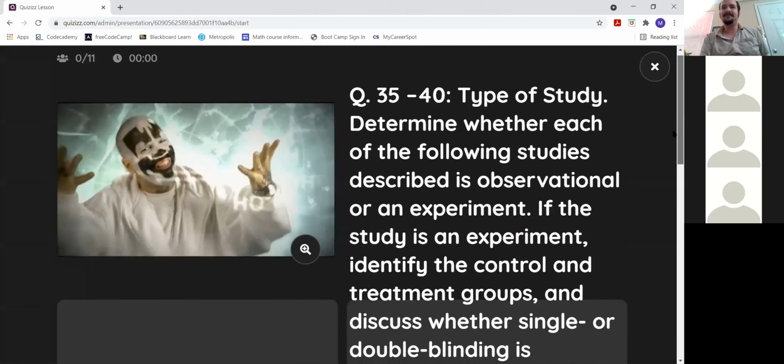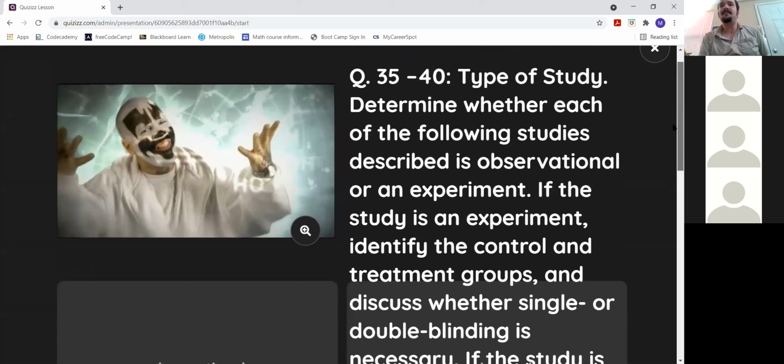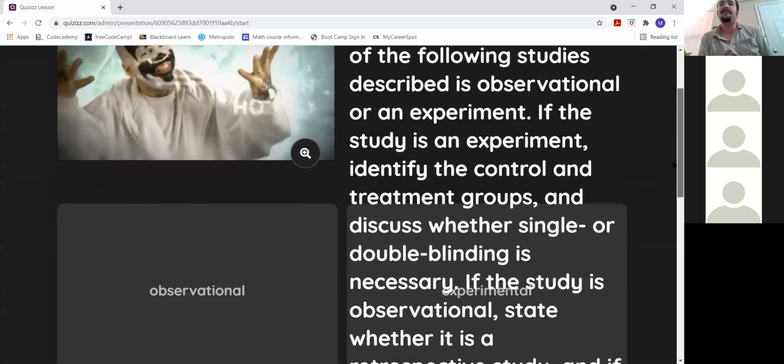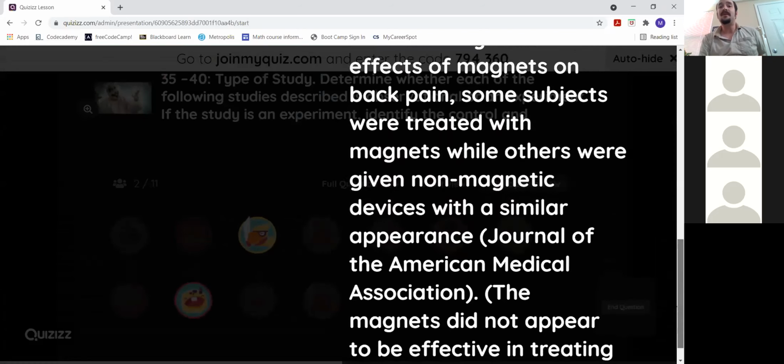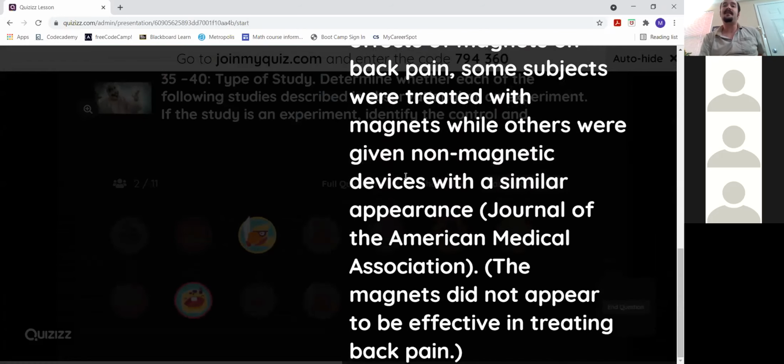Oh, magnet example. Type of study. Determine whether each of the following studies describes observational. Same thing. In a study of the effects of magnets on back pain, some subjects were treated with magnets, while others were given non-magnetic devices with a similar appearance. Placebos. And the magnets did not appear to be effective in treating back pain, was their conclusion. So is this an experiment or is it an observational study?